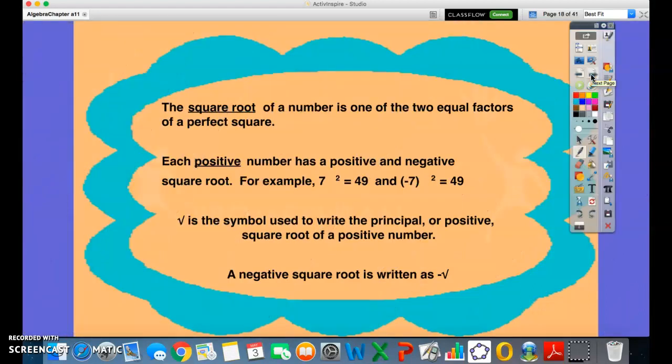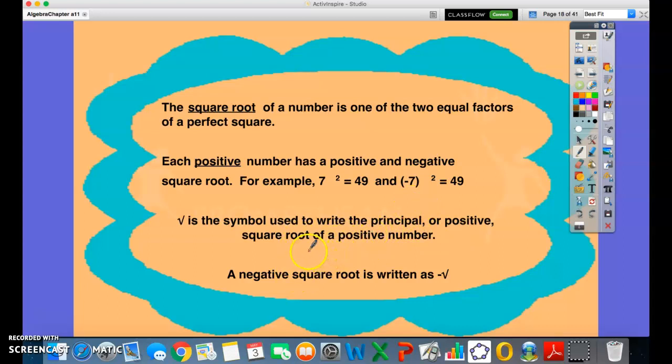Now, the square root of a number is one of the two equal factors of a perfect square. So each positive number has a positive and a negative square root. For example, 7 squared equals 49 and negative 7 squared equals 49. So 49 has two square roots, right? Either 7 or negative 7. But if you're given this radical symbol, that means we are supposed to write only the principal or the positive square root of the number.